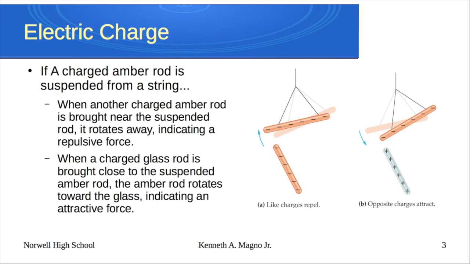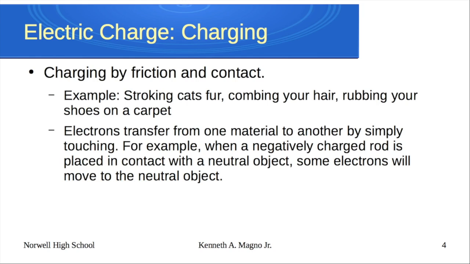Now, on the other note, if I took a glass rod instead of an amber rod, and I strip some extra electrons off of it, so it becomes positively charged, it would be attracted to that amber rod. So the amber would rotate towards it and be attracted to it. There's different ways that we can actually produce a charge. Okay, so the first way we can kind of talk about here is what's called charging by friction and contact.